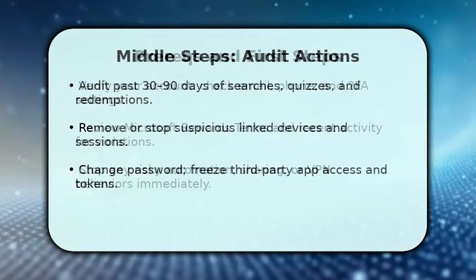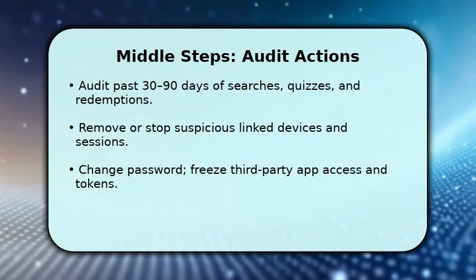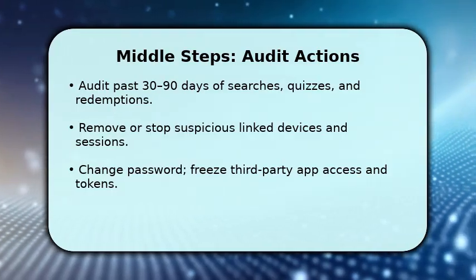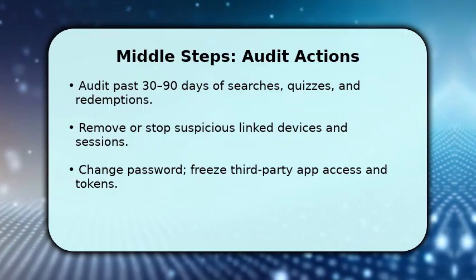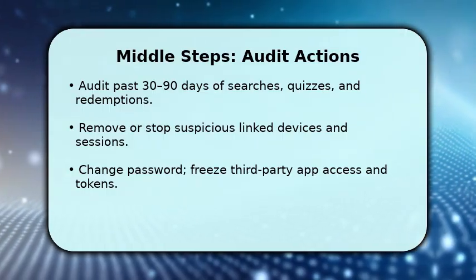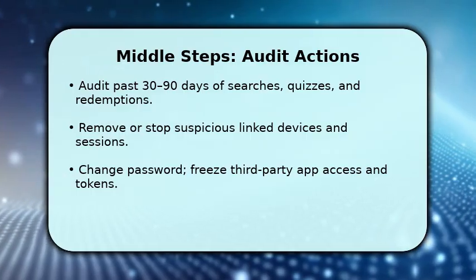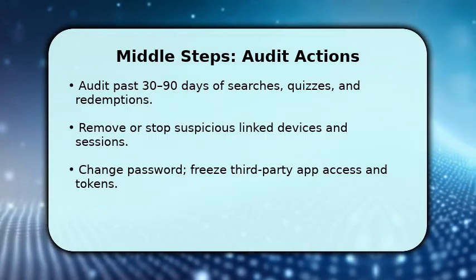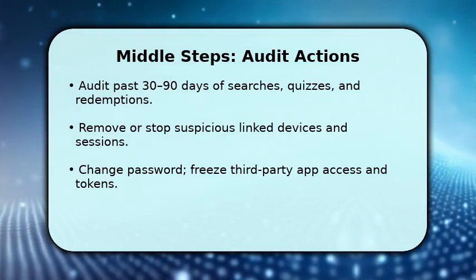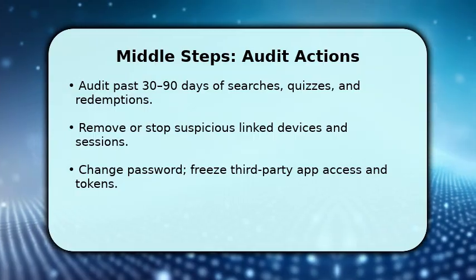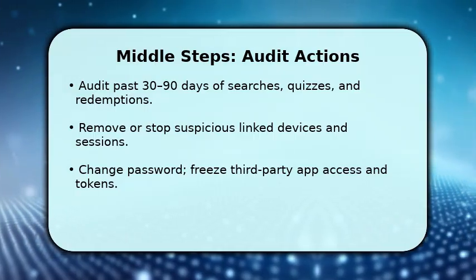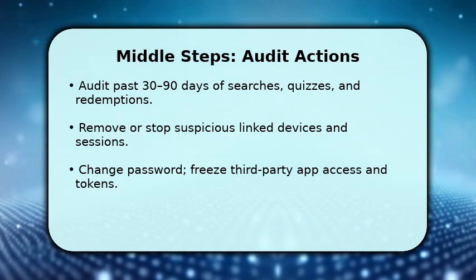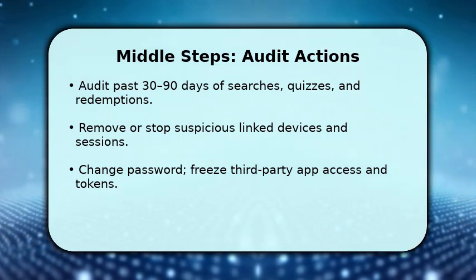Now you must perform a careful audit. Review searches, quiz completions, and reward redemptions from the last 30 to 90 days because repeated automated or bulk behavior draws attention. Once identified, sign out all devices and revoke sessions you don't recognize and rotate your password to a strong, unique one. Make sure third-party apps or scripts are disconnected. Revoke OAuth tokens where present. These steps reduce further risk and create a clear remediation trail you can use when contacting support.